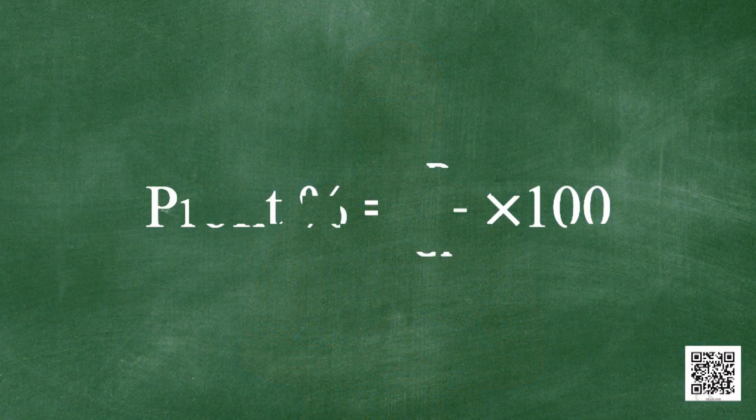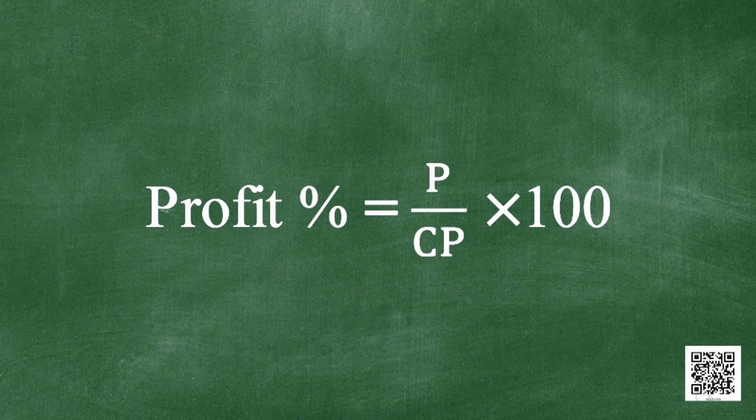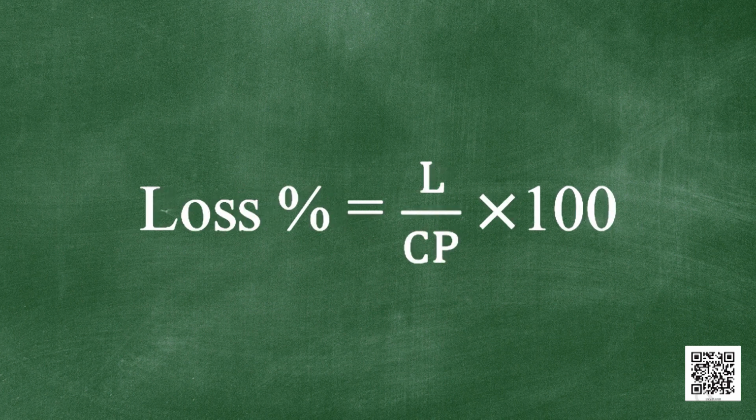Students, since profit is calculated on cost price, the profit percentage is given by profit percentage is equal to P divided by CP multiplied with 100, and similarly loss percentage is given by loss percent is equal to L by CP multiplied with 100.